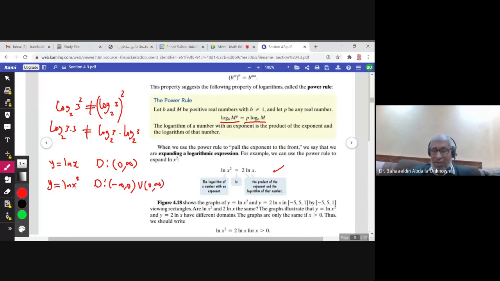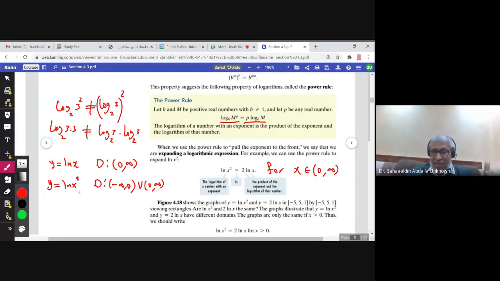All numbers except 0, because this is x squared, always positive. Like in here, we need to make it positive, the domain from 0 to infinity. So the domain of these two functions is different. The domains are different. So ln x squared will be equal to 2 ln x only for x belonging to 0 to infinity. If x is from 0 to infinity.